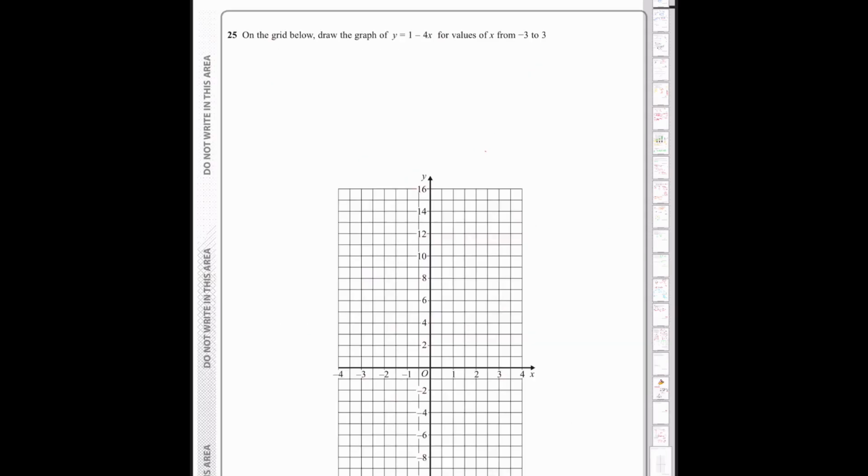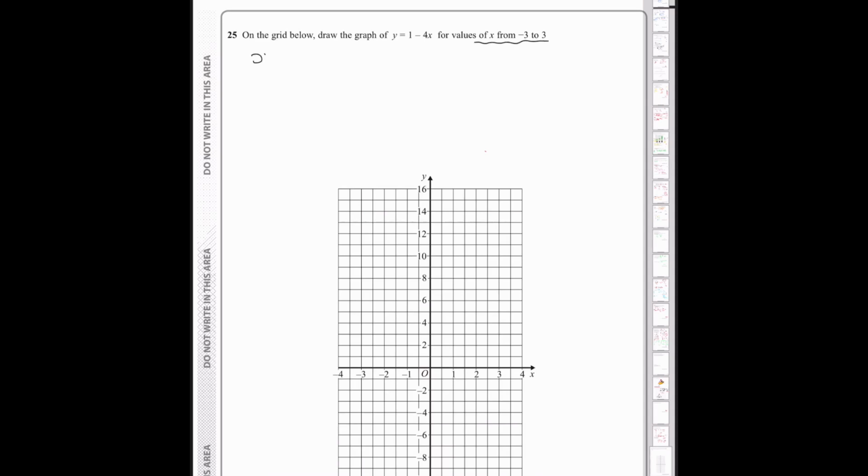All right. Okay, so now finally we have got on to question 25. Now, question 25 says, on the grid below, draw the graph of y equals 1 minus 4x for values of x from minus 3 to 3. Now, what I'm going to do, it looks really complicated, but really all you need to do is think that you're being told that these are your x values.